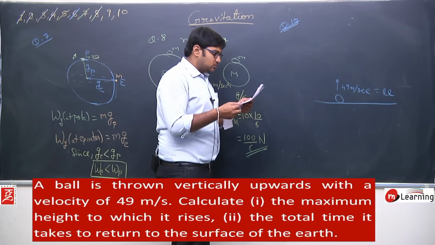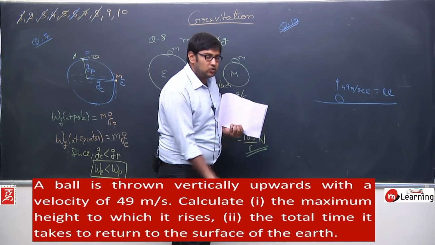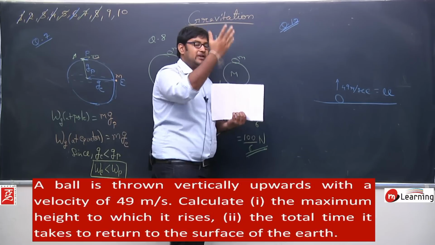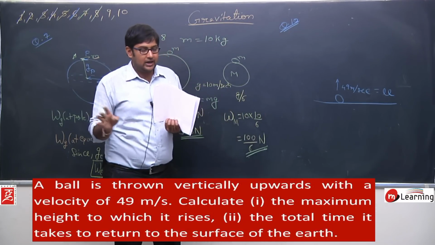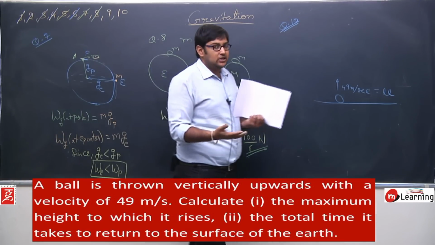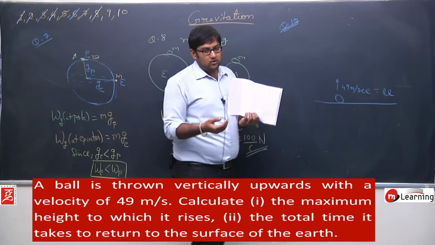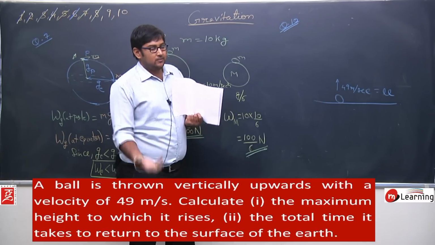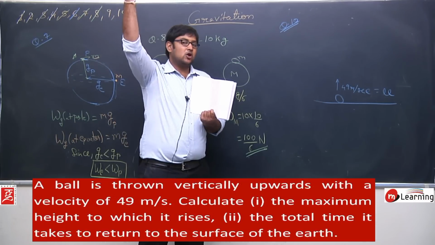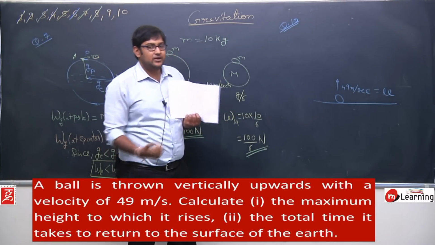Now when this ball is thrown, what you can see is that the ball is moving under the influence of gravity only, and we have learned that when an object is moving under the influence of gravity, it is called a free fall. We call it a free fall because when the ball is rising up, it will stop at some point and it will start falling down.